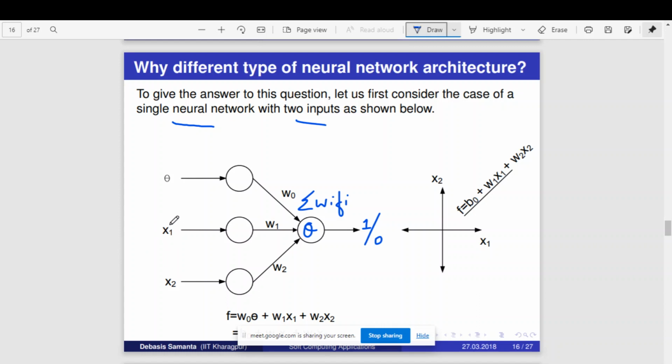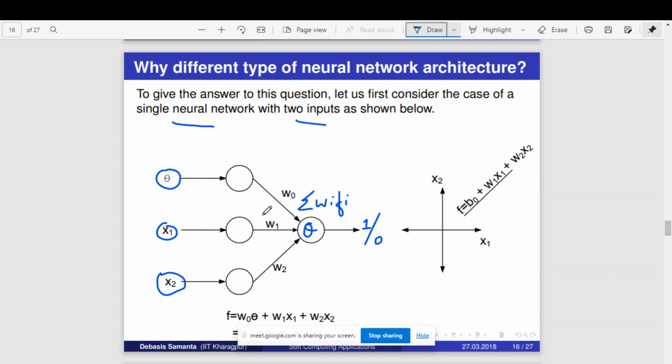Basically here we consider only two inputs, x1 and x2. This third one is not an input, it is actually the threshold theta. It is used to check whether the sum of the products of all these things is greater than theta or not. So that theta is represented here. It is not actually an input, it is the threshold.